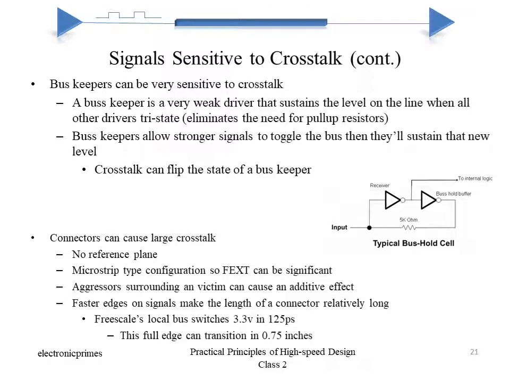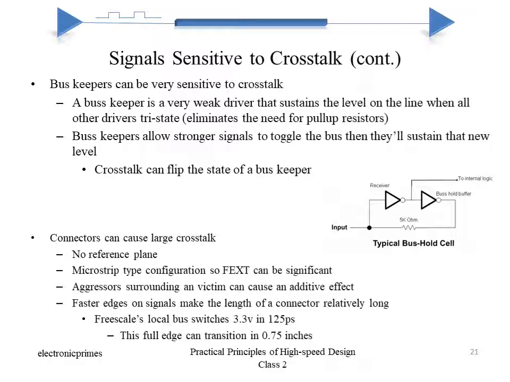Signal sensitivity to crosstalk: bus keepers can be very sensitive to crosstalk. A bus keeper is a very weak driver that sustains the level on the line when all other drivers are tri-stated, which eliminates the need for any pull-up resistor. But bus keepers allow stronger signals to toggle the bus, and then they will sustain that new level. So crosstalk can flip the state of a bus keeper.